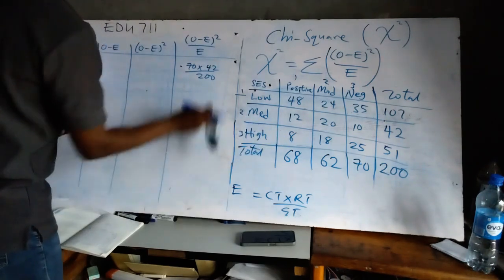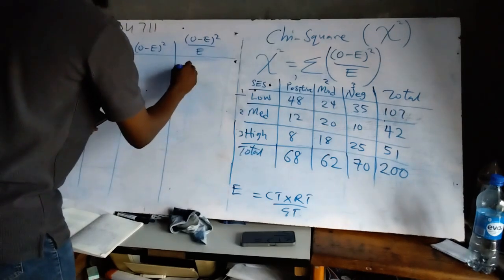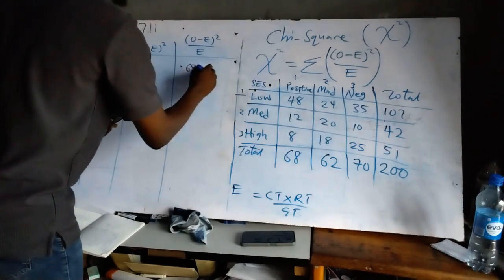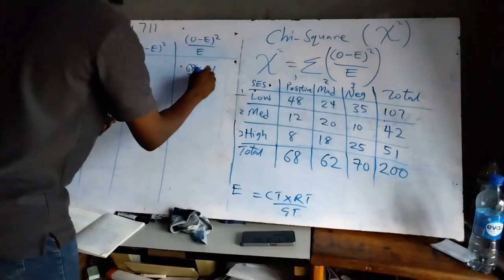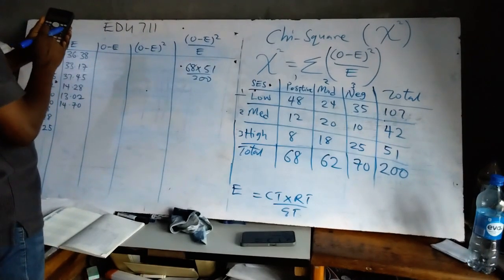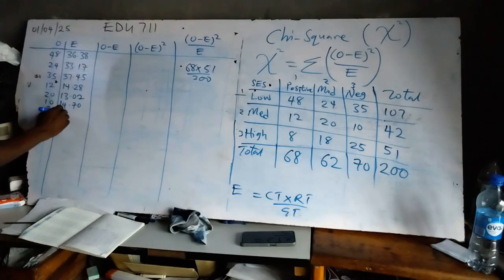Then the next is the last row, which is this, 8. So the column total is 68 times row total 51 over 200. So 68 times 51 divided by 200, 17.34.